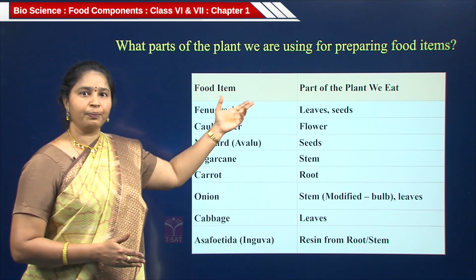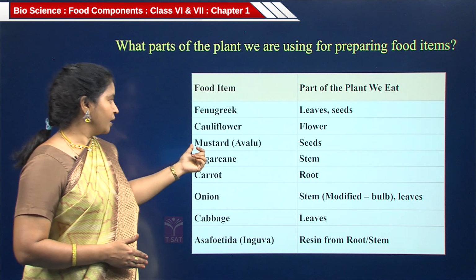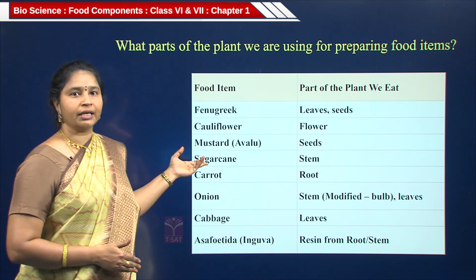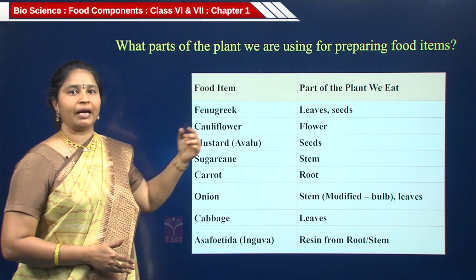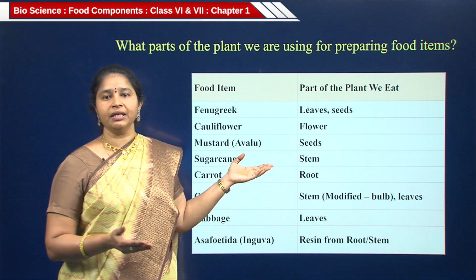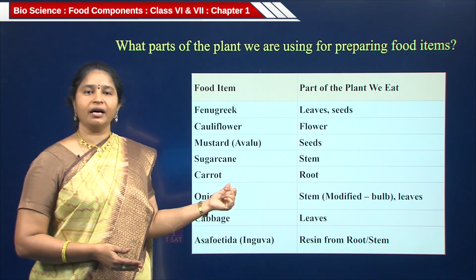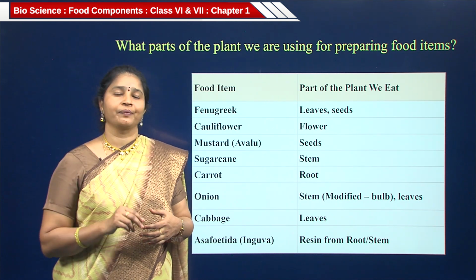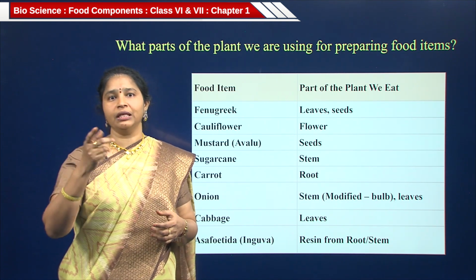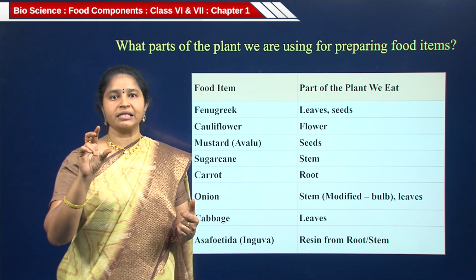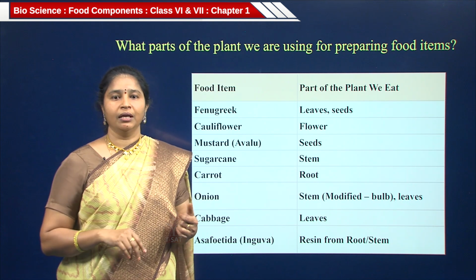Cauliflower, the part of the plant we eat is the flower. Mustard, aval, we eat the seeds of that plant. Sugarcane, we eat the stem of the plant. Carrot, we eat the root. When it comes to the onion, we eat the modified stem and also the leaves of the onion. Modified stem is called a bulb.